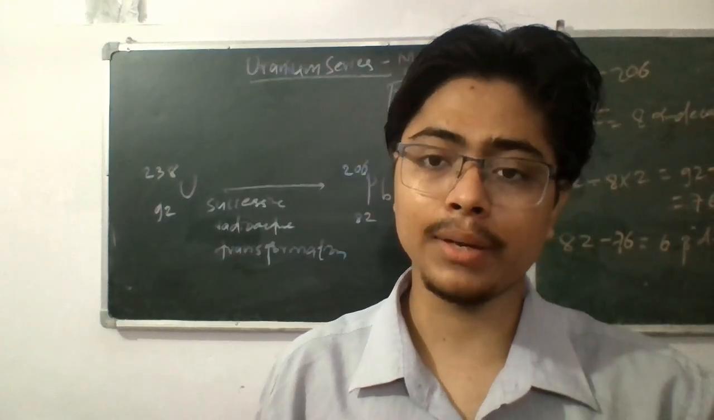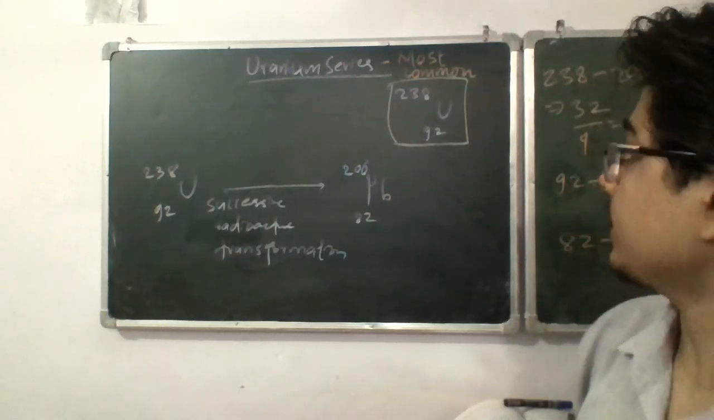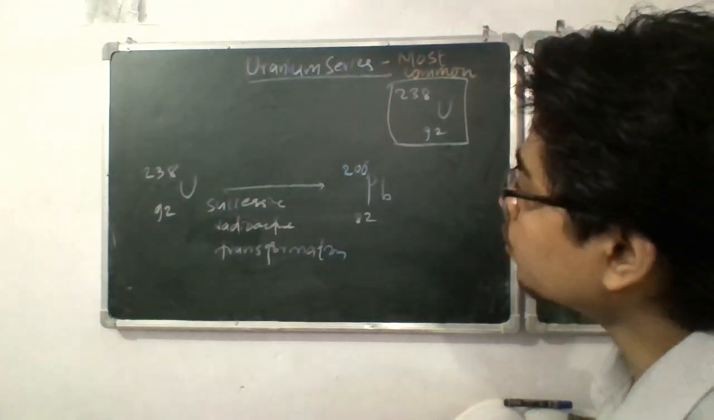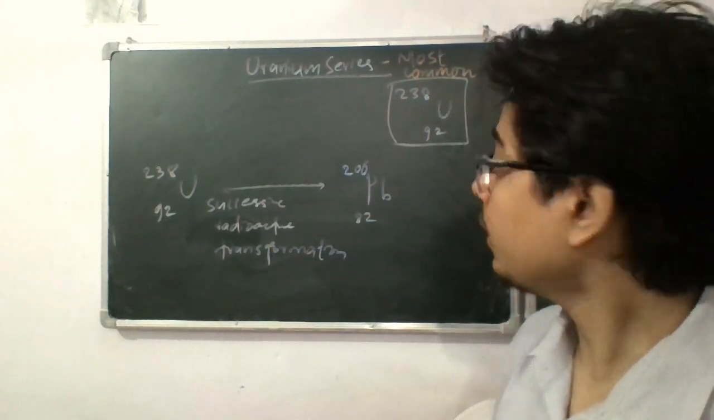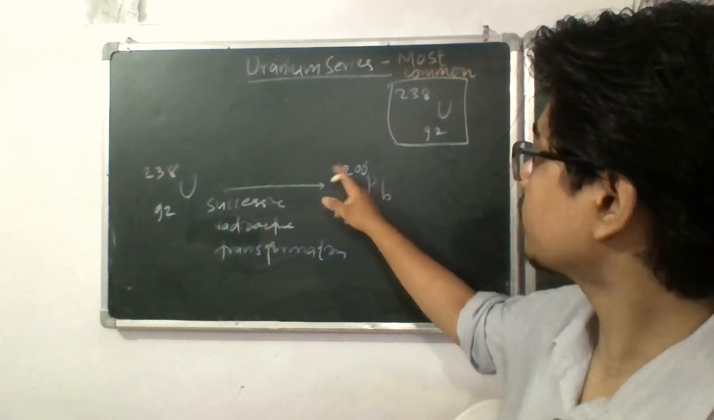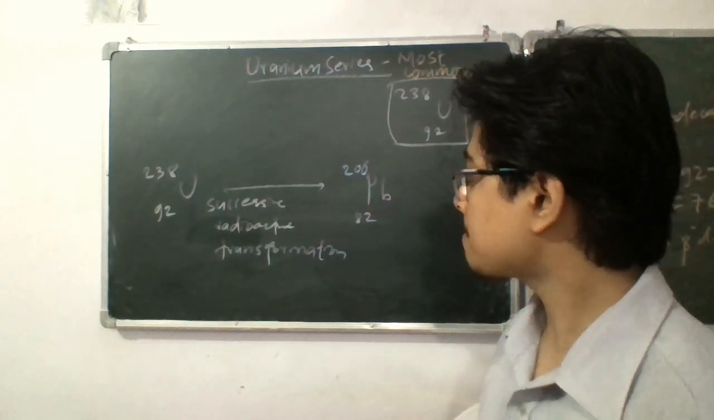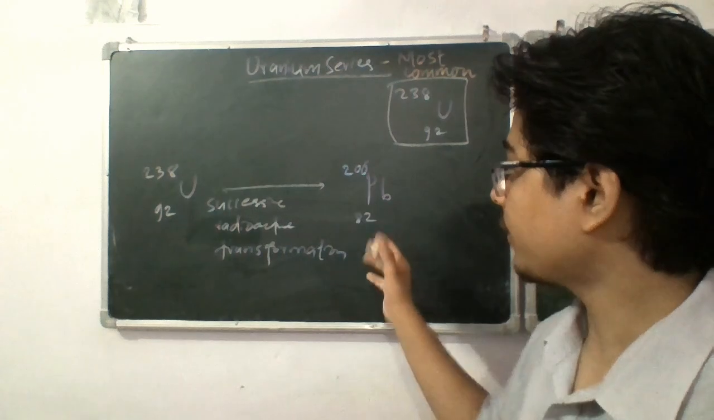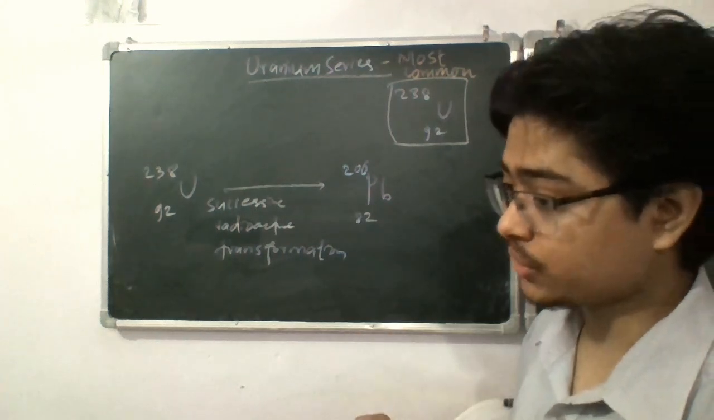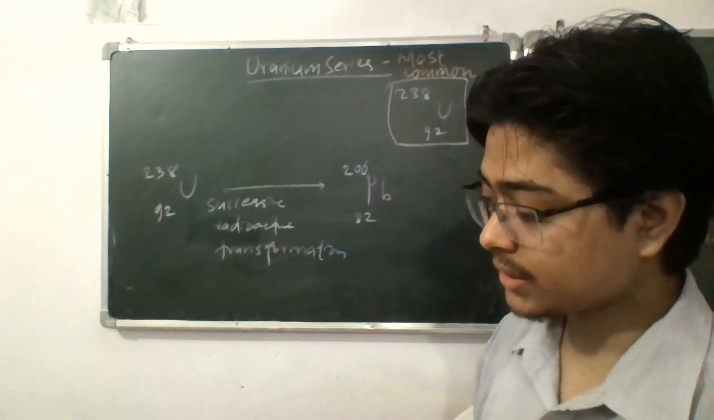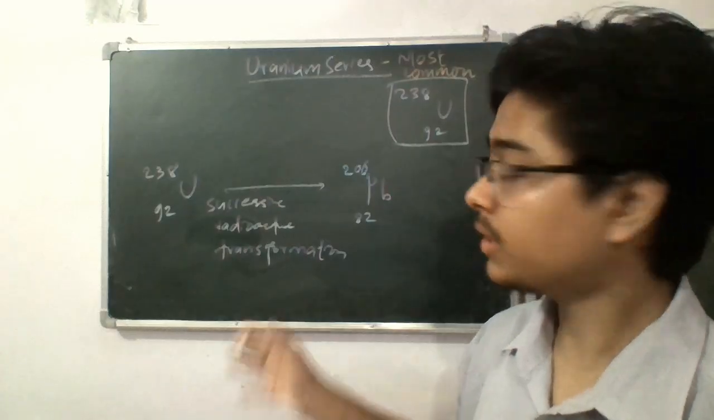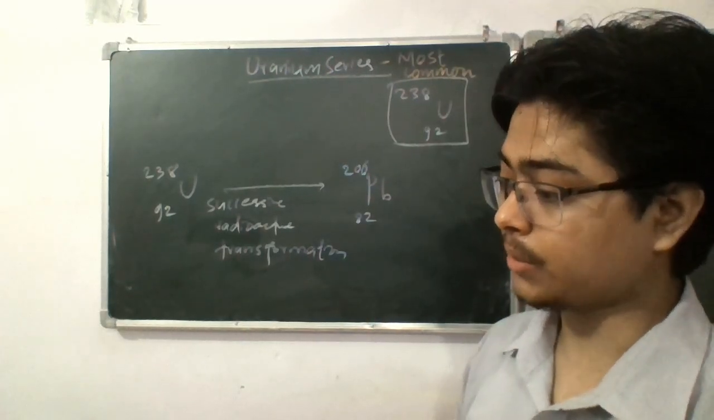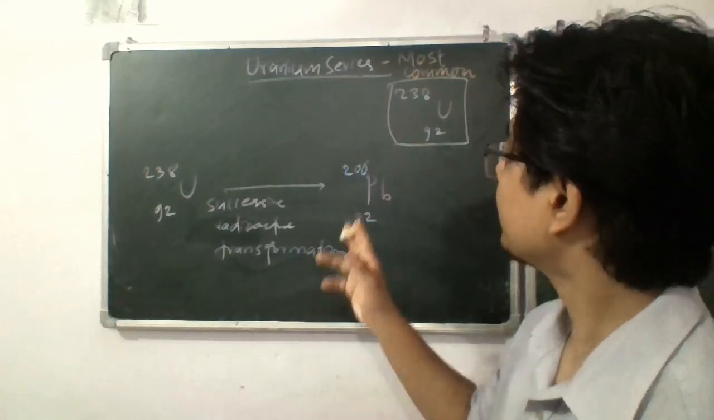Now let's talk about the uranium series. The uranium series starts with 238 uranium 92, and when it goes under successive radioactive transformations, it will give us lead, which is 206 lead 82. Even though it is shown in a single reaction, it's actually a series of reactions, and the series of reactions does not stop until a stable nucleus is obtained. So this is about the uranium series.